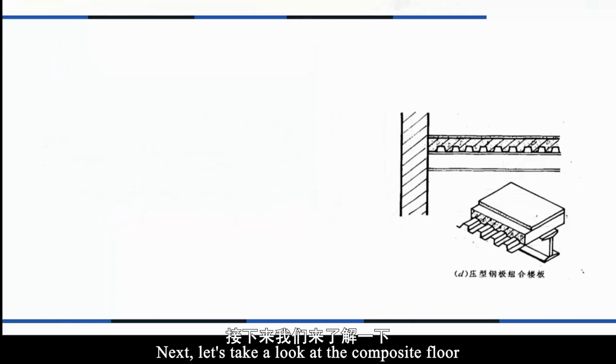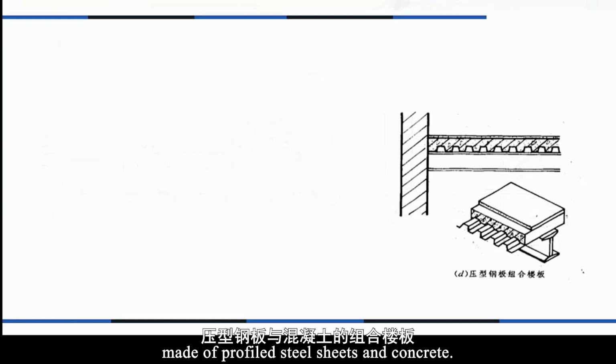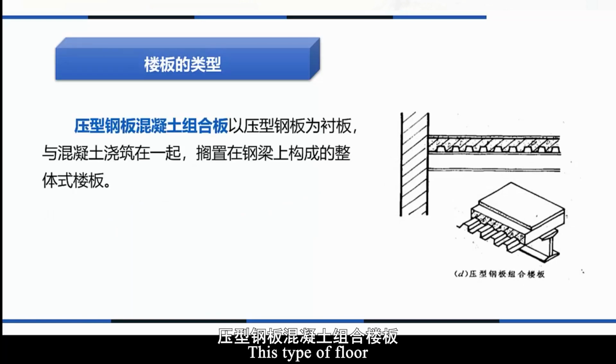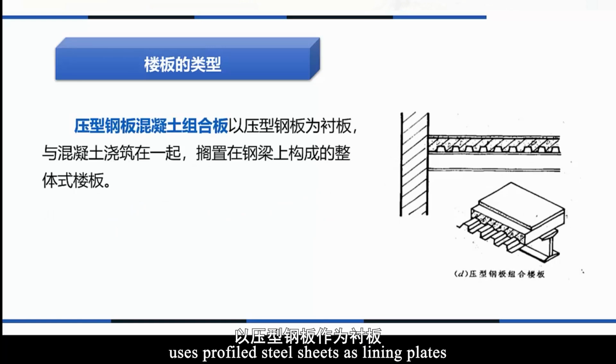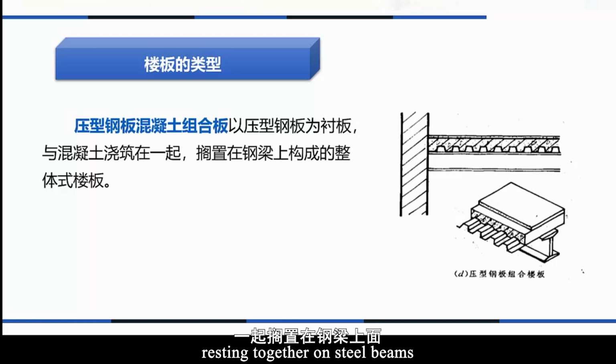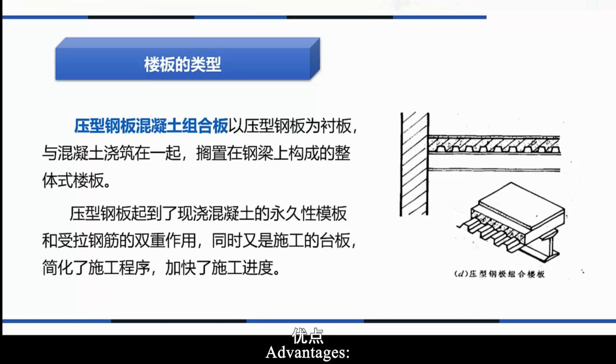Next, let's take a look at the composite floor, made of profiled steel sheets and concrete. This type of floor uses profiled steel sheets as lining plates, meaning they serve as the bottom formwork, and are cast in situ with the concrete resting together on steel beams to form a monolithic floor.